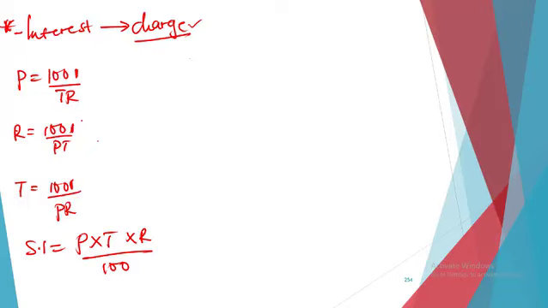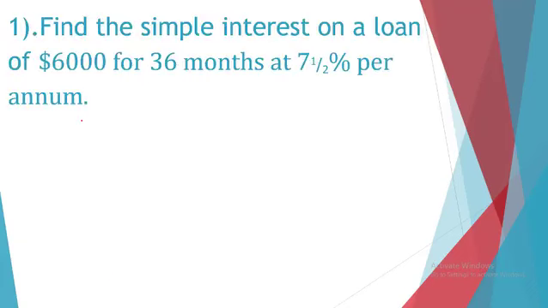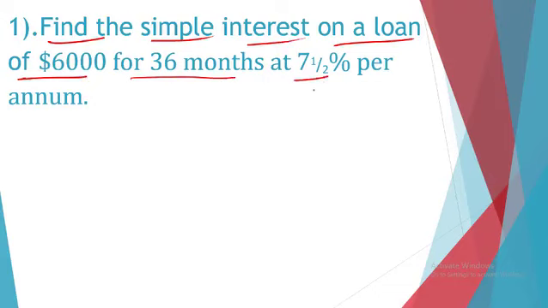These are the formulas you need to have at the back of your mind as we go on. So let's take some examples. Number one: find the simple interest on a loan of $6,000 for 36 months at 7.5% per annum.